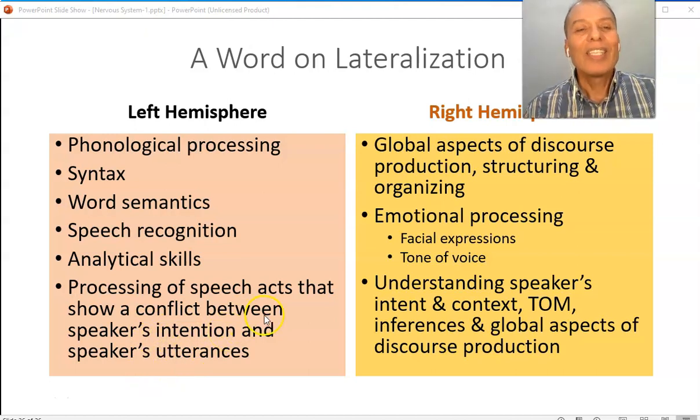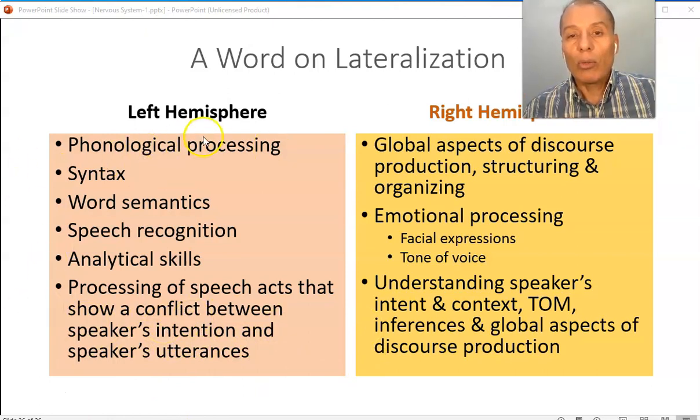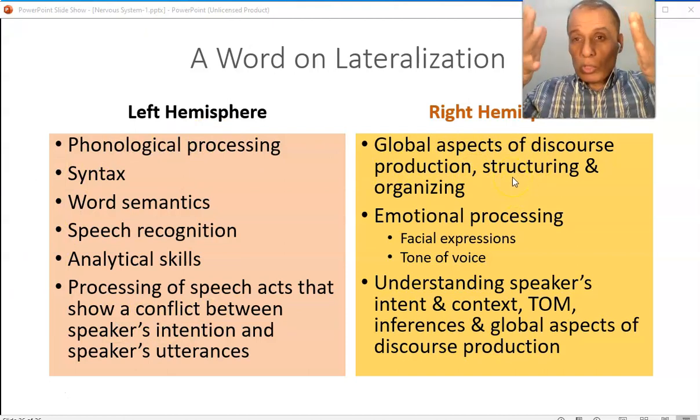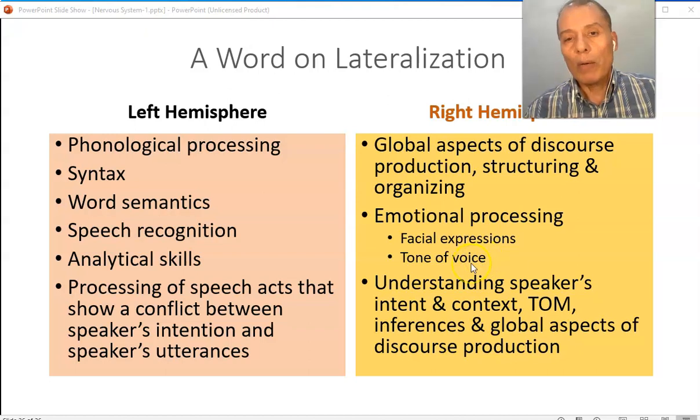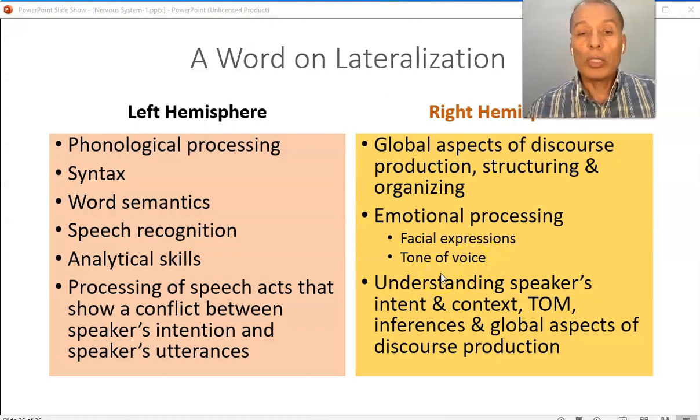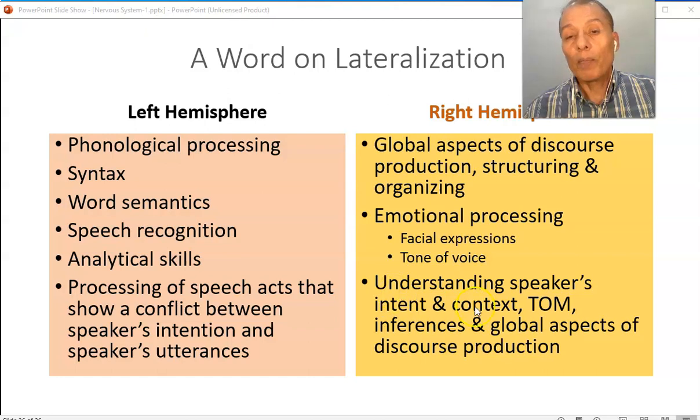It detects if someone is lying or someone is making up things. Maybe they are not lying, but they're called confabulating. Maybe they have a mental illness and making up things. So the right hemisphere is specialized in holistic processing or global aspects of discourse production, like how to organize and produce a cohesive story that has a nice beginning, has details, it has a middle, and also facial expressions and the tone of voice. It processes the speaker's intent and the context.